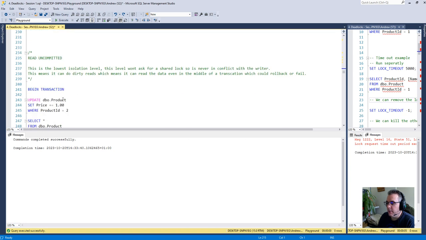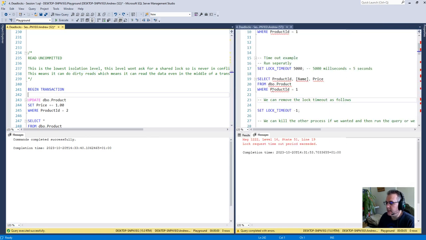So let's talk about read uncommitted. We've already shown you an example, but no, we've shown you of committed, not uncommitted. Read uncommitted is the lowest isolation level. This level won't ask for a shared lock, so it is never in conflict with the writer. This means it can do dirty reads, which means it can read the data even in the middle of a transaction, which could roll back or fail.